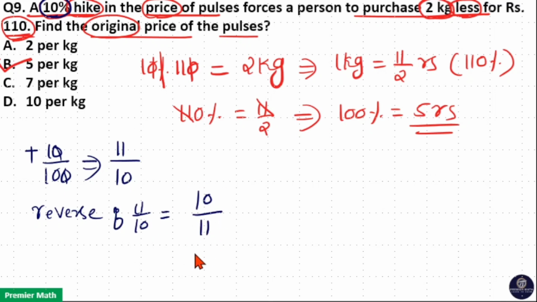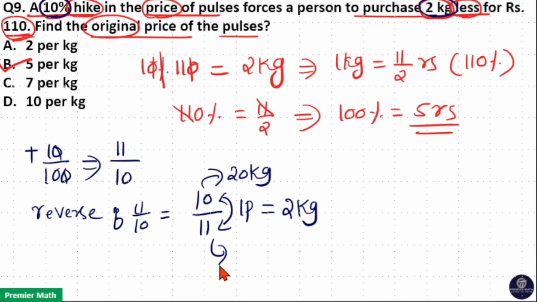Now, this is the quantity ratio. Here, the difference between 10 parts and 11 parts is equal to 1 part. Now, the quantity difference in the question is 2 kg. So, 1 part difference is equal to 2 kg. If 1 part is 2 kg, 10 parts is 20 kg and 11 parts is 22 kg.